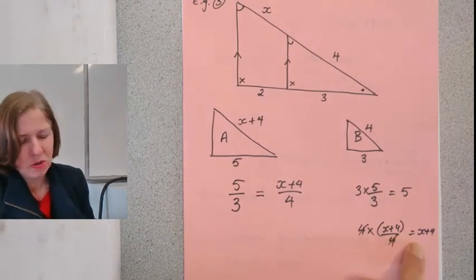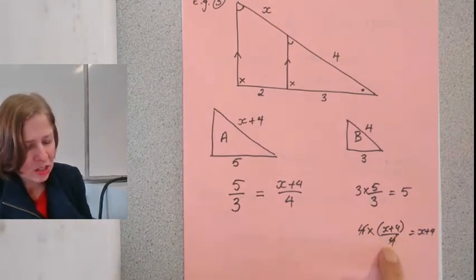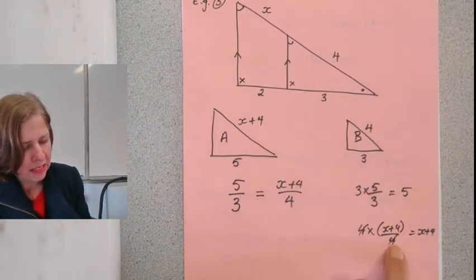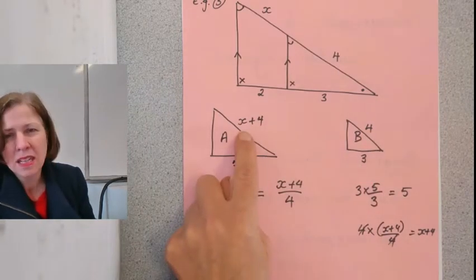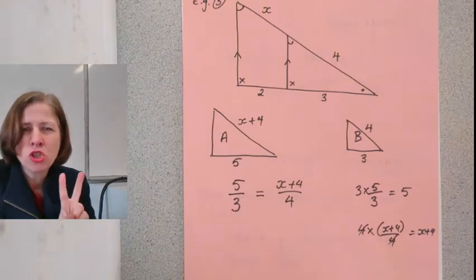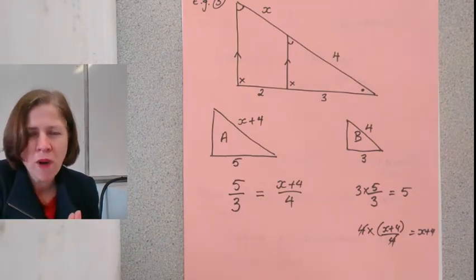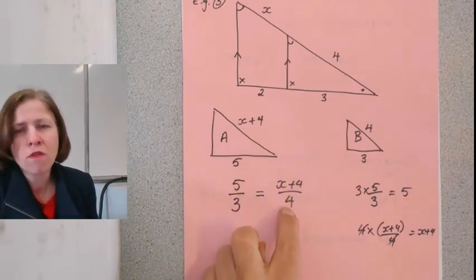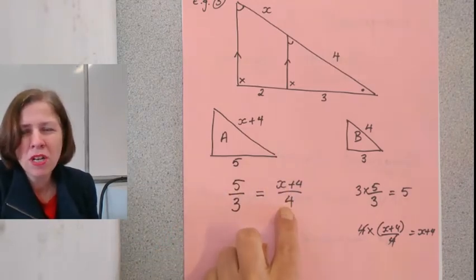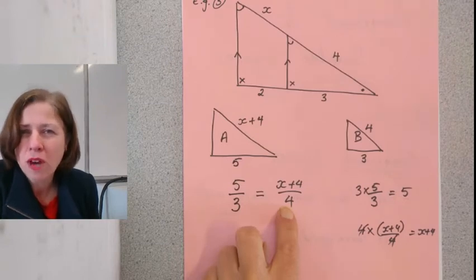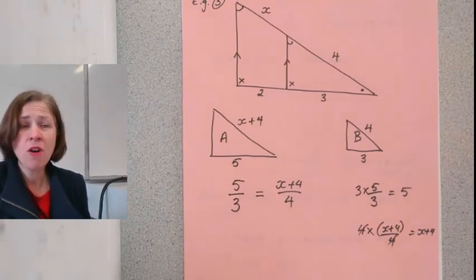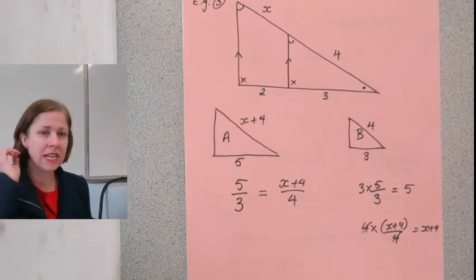What does that show? That just shows that this is the ratio of the two triangles. If I multiply 4 by this number, I get this number. So I've got two versions of the ratio. I've got 5/3 and I've got x plus 4 over 4. But there's only one pair of triangles, so there's only one ratio, which must mean that these two are equal. Now I've just got an equation that I need to solve.